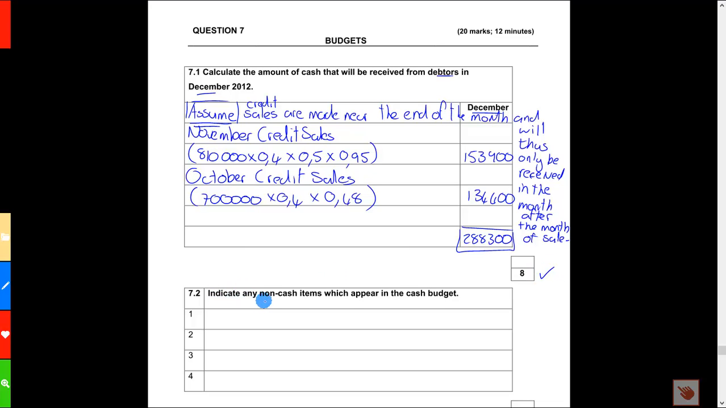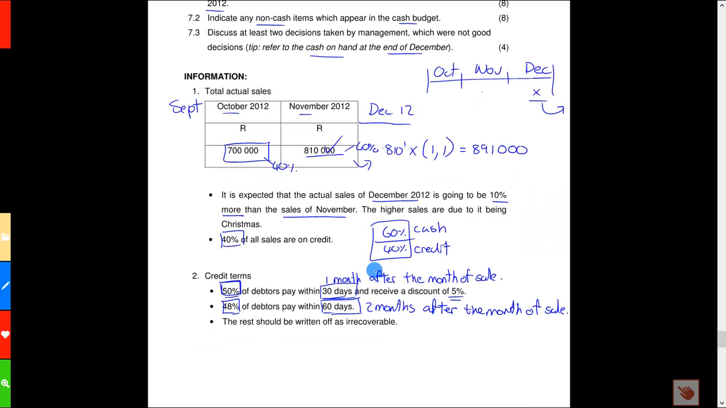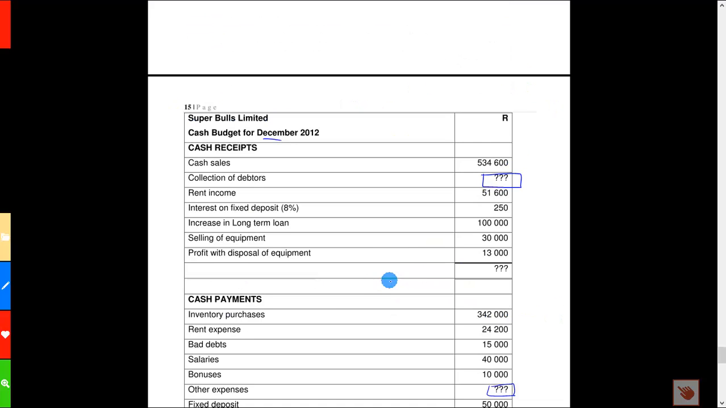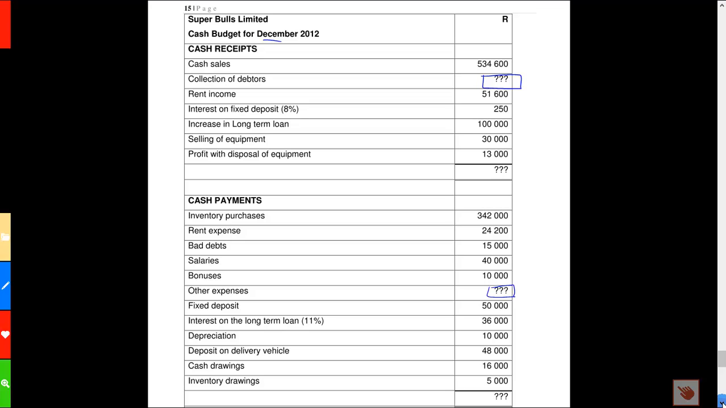Question 2: indicate any non-cash items which appear in the cash budget. So non-cash items are items that should actually not be in the cash budget, because the cash budget should really only deal with cash receipts or cash payments.